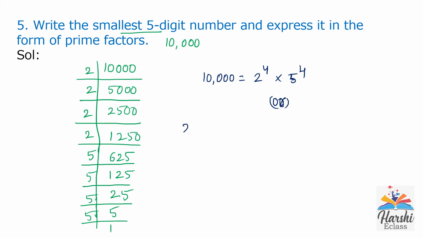It can be written as 4 times 2 and 4 times 5. 2 2s are 4. 4 2s are 8. 8 2s are 16. 16 5s are 80. 80 5s are 400. 400 5s are 2000. 2000 5s are 10,000. It is the prime factorization of the smallest 5-digit number.